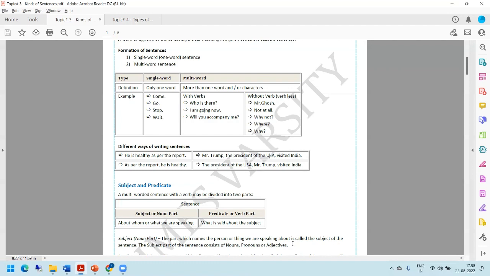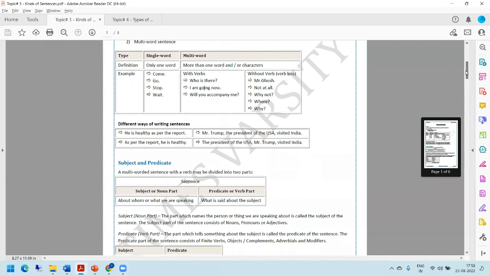The same message we can convey in another way: the president of the USA, Mr. Trump, visited India. So you can see here the same message is conveyed in two different ways. There are some rules which we need to follow, that we will see here.